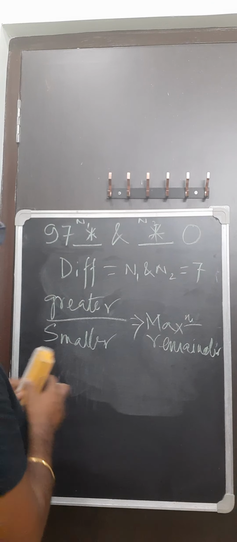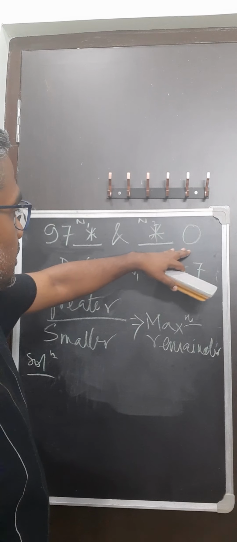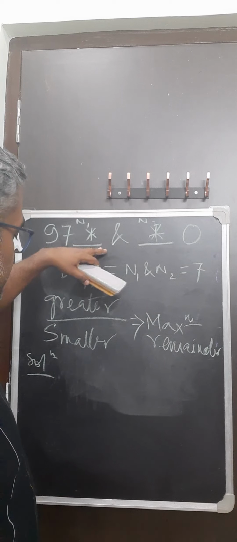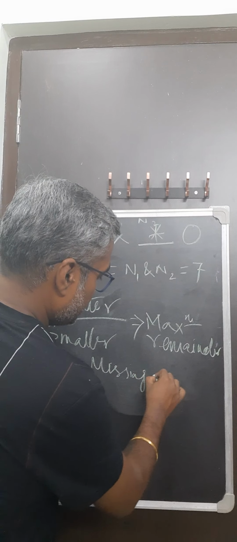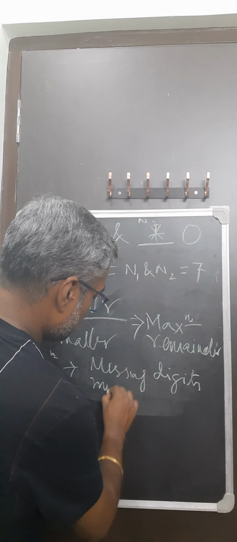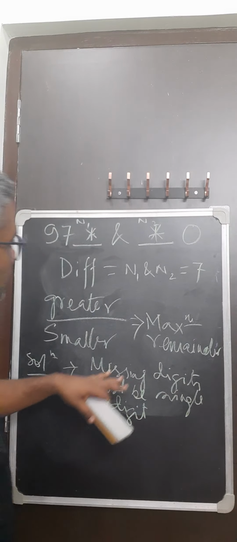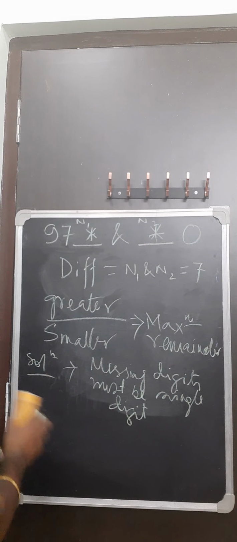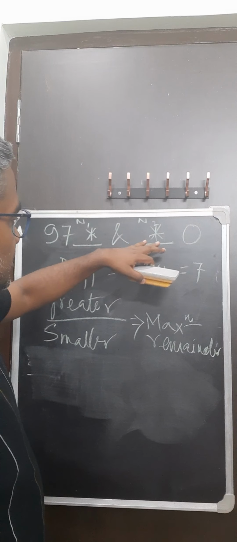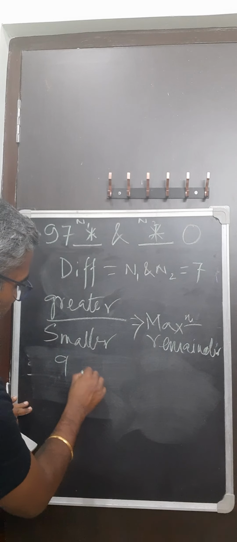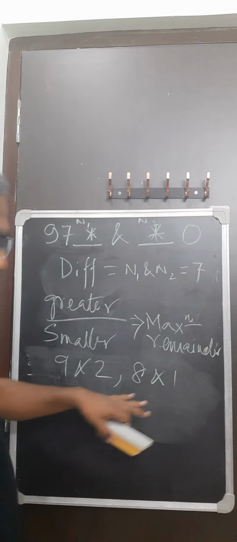So how will I find that? For the solution, because this carries only a single digit, you can establish the first condition easily: the missing digits must be single-digit numbers. Then the only possible single-digit pairs whose difference is 7 could be 9 and 2, 8 and 1, and 7 and 0. 7 and 0 also may come.